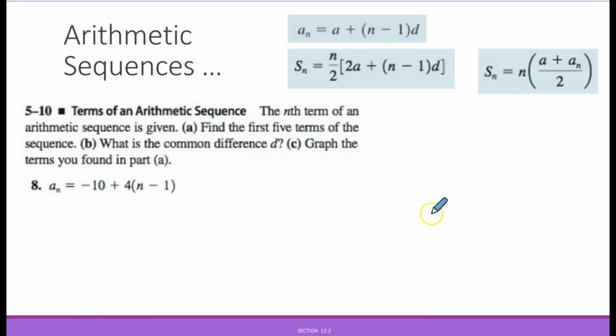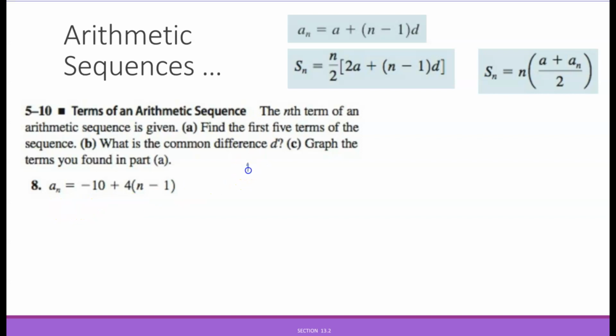Okay, find the nth term of an arithmetic sequence. Find the first 5 terms, the common difference, and then graph the terms you found in part A. Okay, so the nth term is given. That's our formula that generates the arithmetic sequence. Find the first 5 terms.